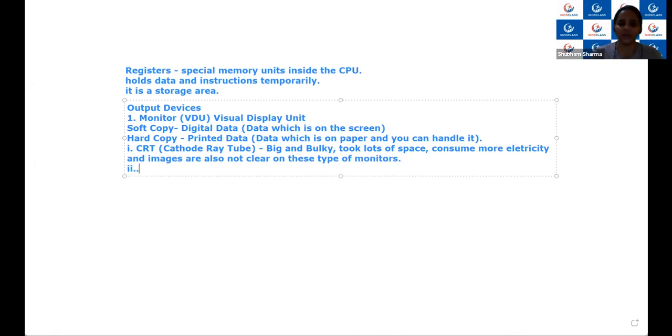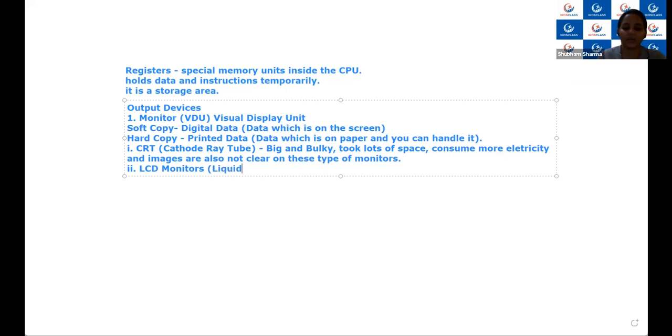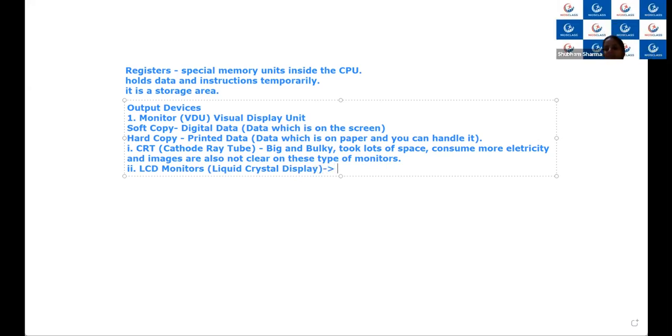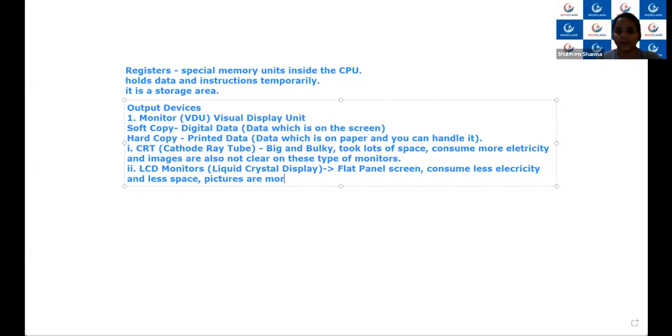Okay, so nowadays what we are using is LCD monitors. The full form of LCD is liquid crystal display. These have flat panel screens. So whatever we are using nowadays, those are your LCD monitors. A flat panel screen consumes less electricity and less space. Pictures are more clear. Even we can see HD videos on our monitors nowadays, right?